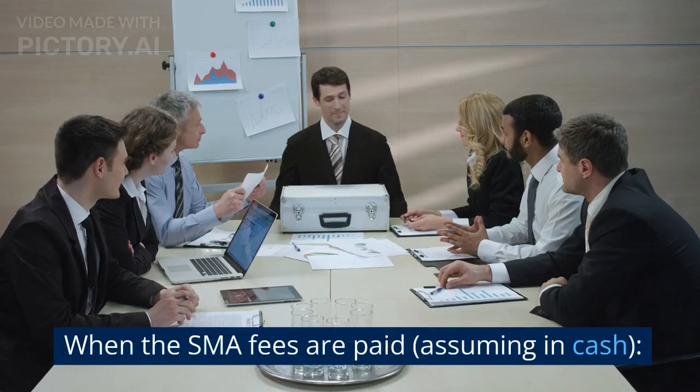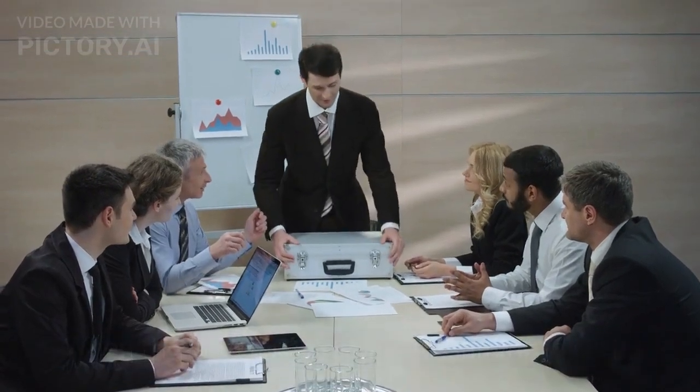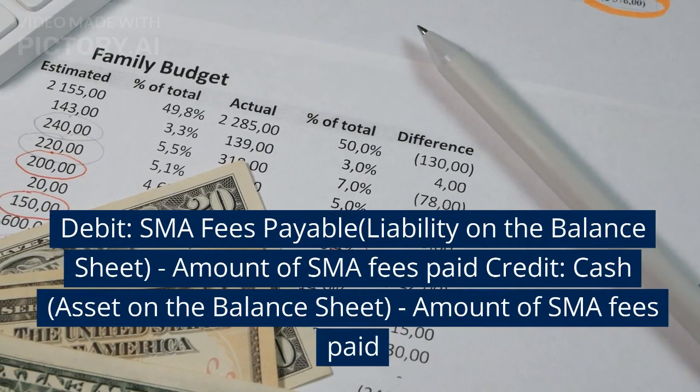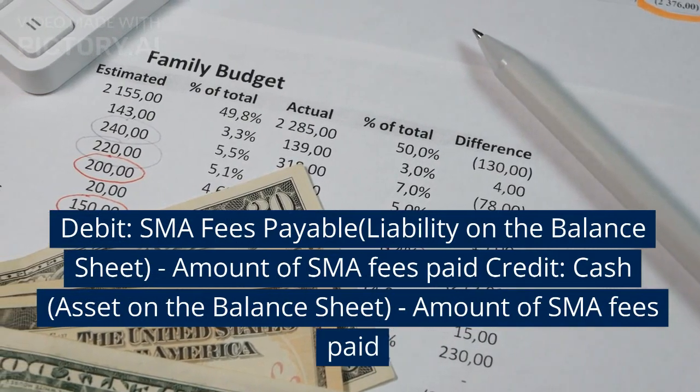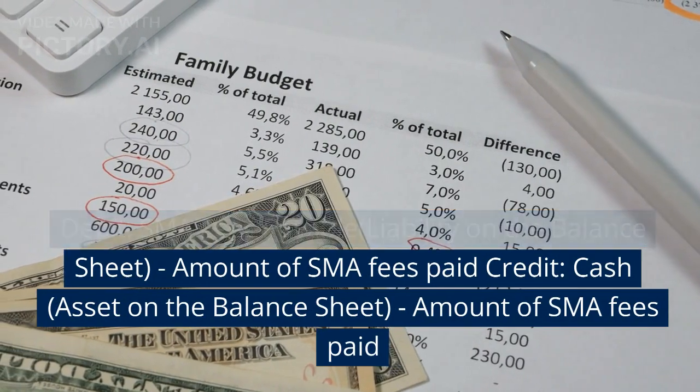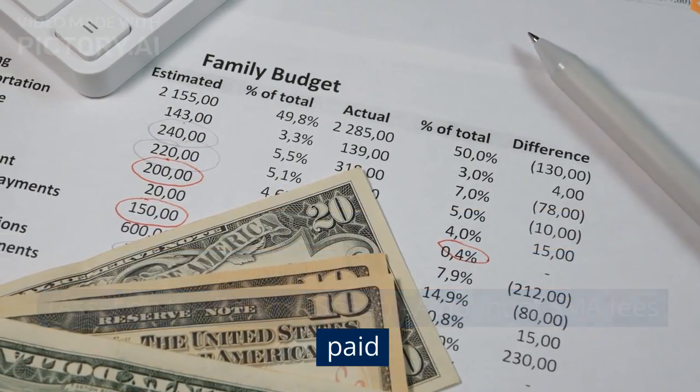When the SMA fees are paid, assuming in cash. Debit: SMA fees payable, liability on the balance sheet, amount of SMA fees paid. Credit: Cash, asset on the balance sheet, amount of SMA fees paid.